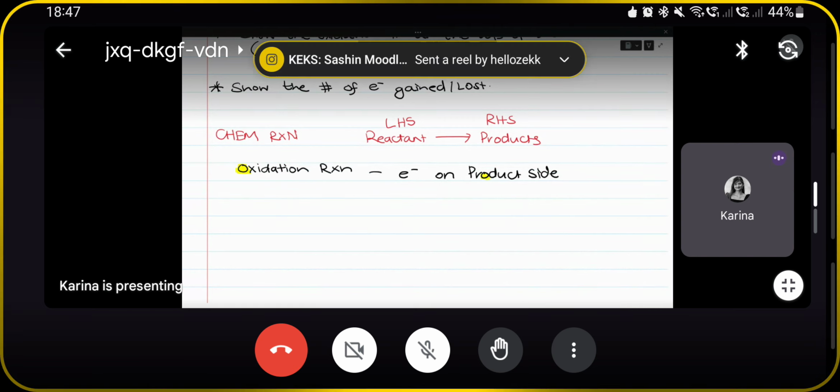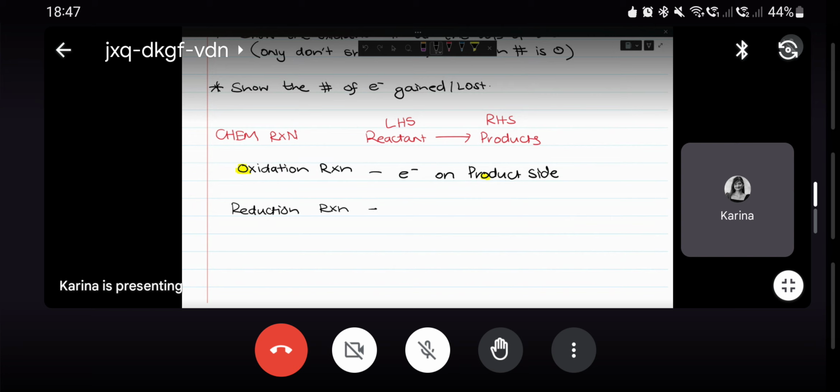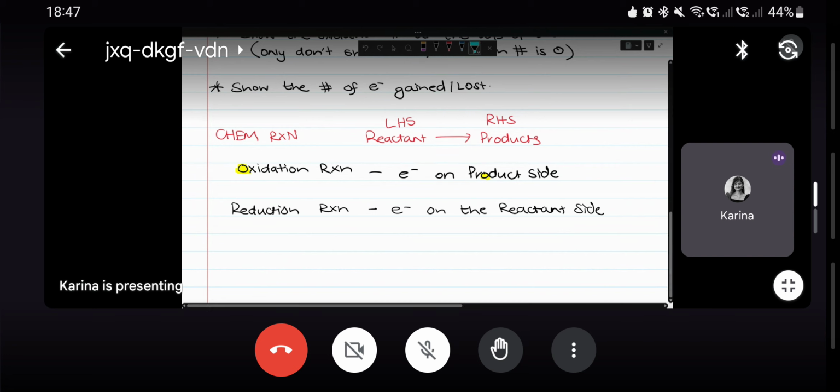And then for reduction, we show the electrons on the reactant side. And how would we know this? Well, you can already guess. If we look at reduction, the word reduction has an R, reactant has an R, so this will tell us it needs to be on the reactant side. So here's the reactant side, and here is the product side. It is a little bit of a step to remember, but if you learn this, you will never ever make a mistake on where you show it.